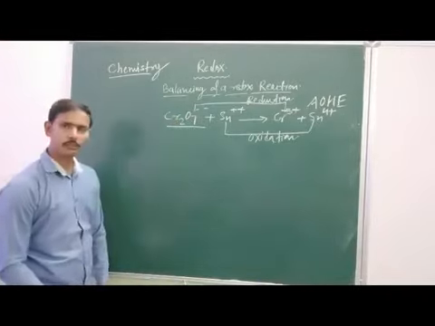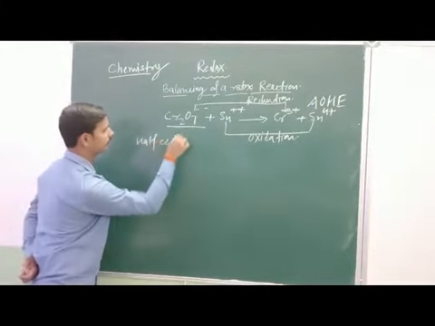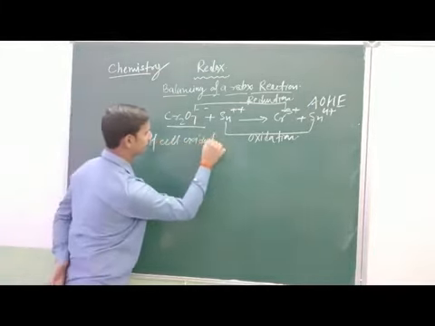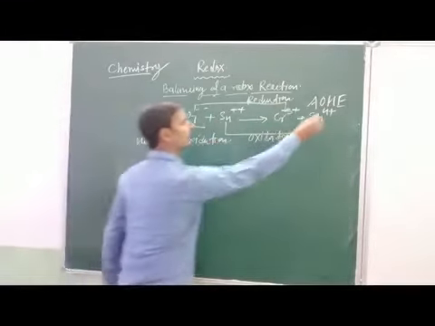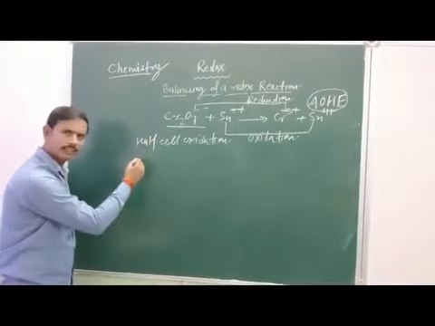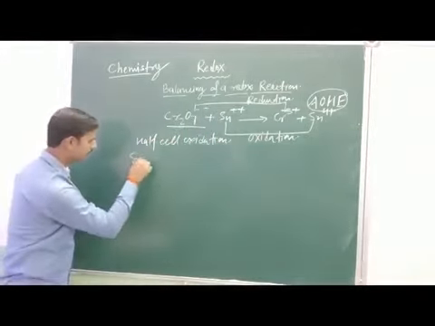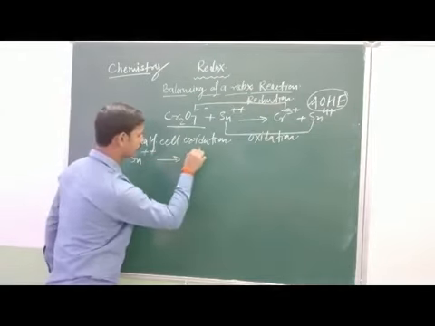Okay, now we take them one by one. First, half cell oxidation. Now we are following the formula in how this is a useful pattern. Right here, suppose Sn2+ gives Sn4+.